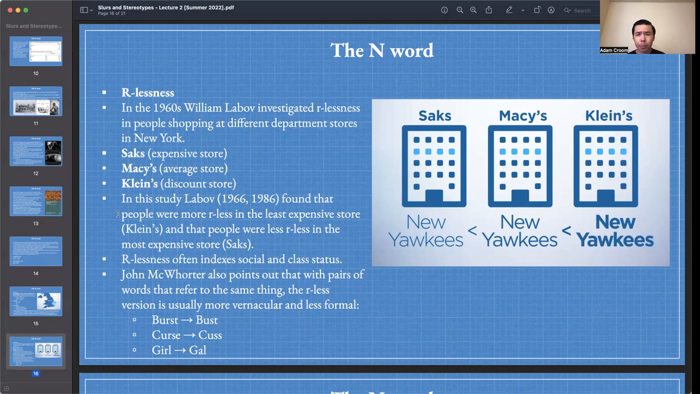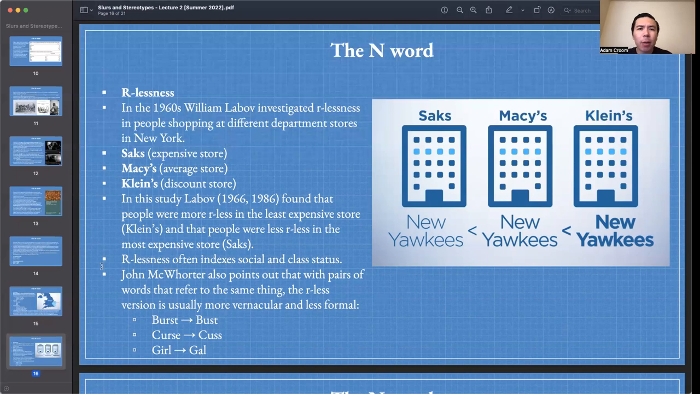So in this study, Labov found that people were more R-less in the least expensive store, Klein's, and people were less R-less in the most expensive store, Saks. And what he did is he just asked people in the store.